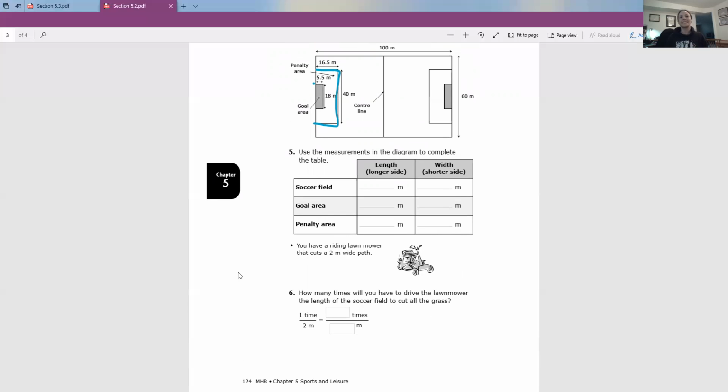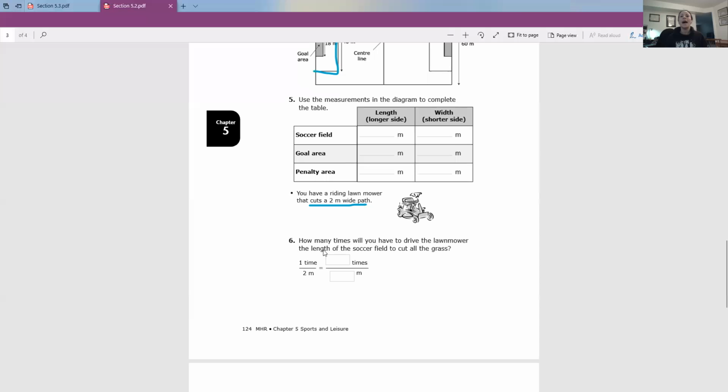So the first part is they discuss. Now I'll do 6 and I'll explain 7 with you, and then you can finish up on your own. Pretend that you have a riding lawnmower and the lawnmower cuts 2 meters wide, okay? So when you're driving, it would cut 2 meters.